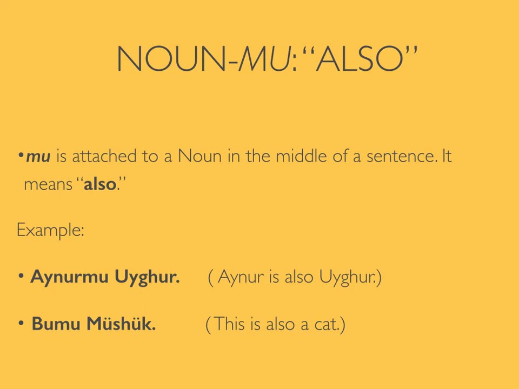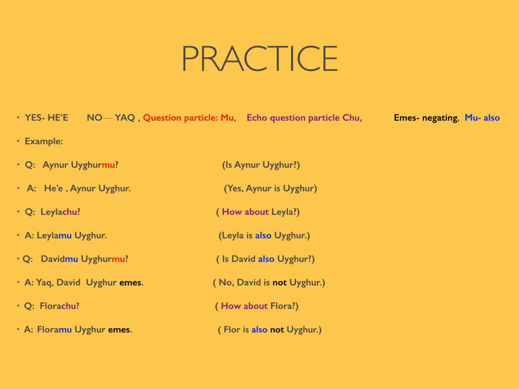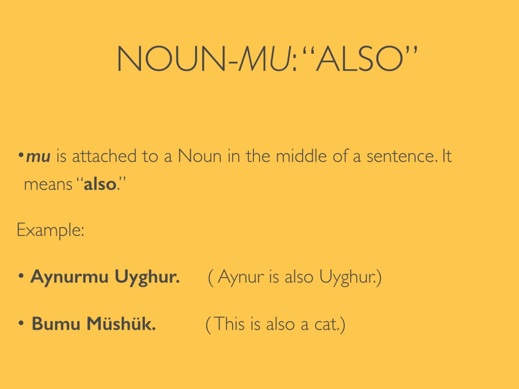Let's go to the next page as a practice. So here we see how do you answer questions, right? Yes is ha'a, no is yaq. And then we have to pay attention to this question particle mu. I marked it with red. Echo question particle chu, I marked purple. Emes, when you negate it, in black, and mu as another particle, which means also, after the noun. When I just explained this one.